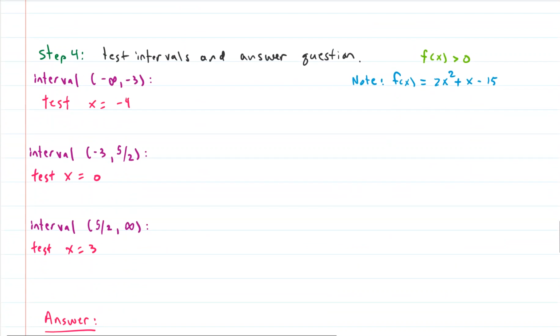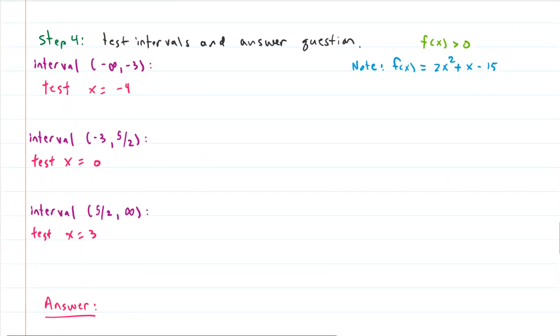So here are the three intervals that we have: negative infinity to negative 3, negative 3 to 5/2, and 5/2 to positive infinity. So let's just pick a value in the interval negative infinity to negative 3. Let's just pick negative 4. It doesn't really matter. We can pick any number and plug it into the function. We wrote the function over here just as a reference. So let's plug it in and see what we get.